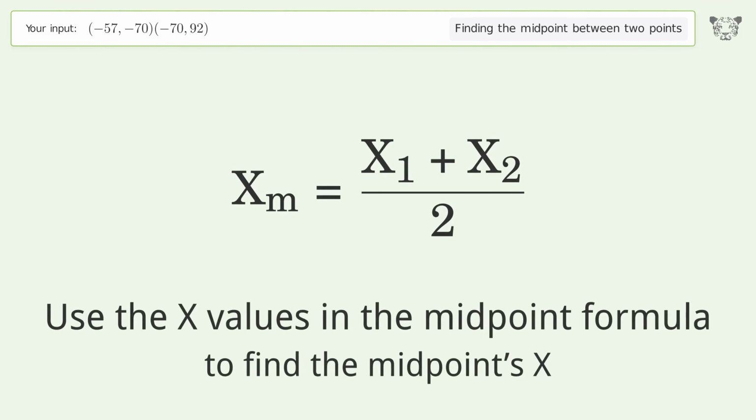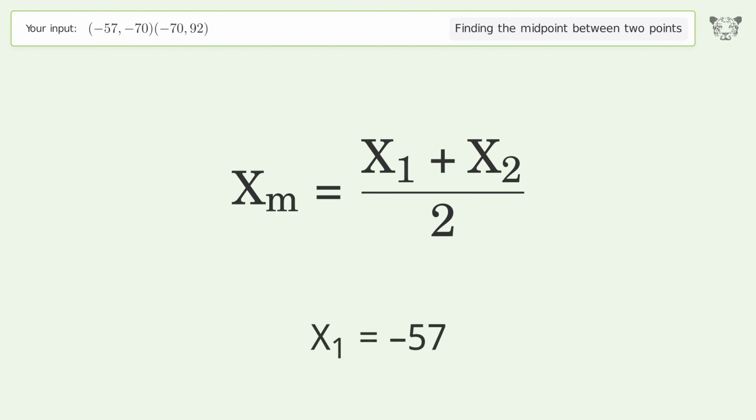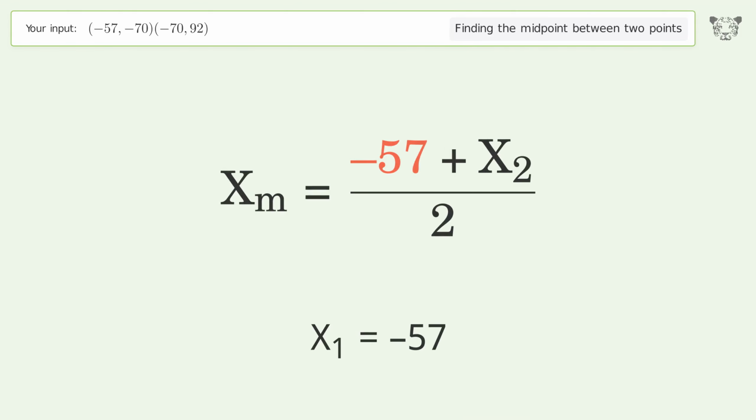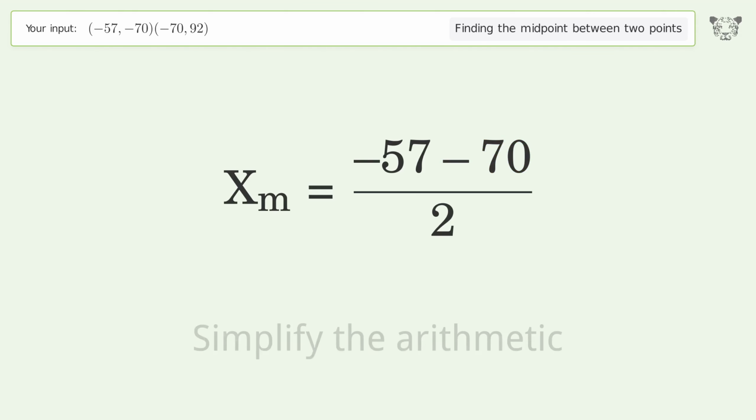Use the x values in the midpoint formula to find the midpoint's x. x1 equals negative 57. x2 equals negative 70. Simplify the arithmetic.